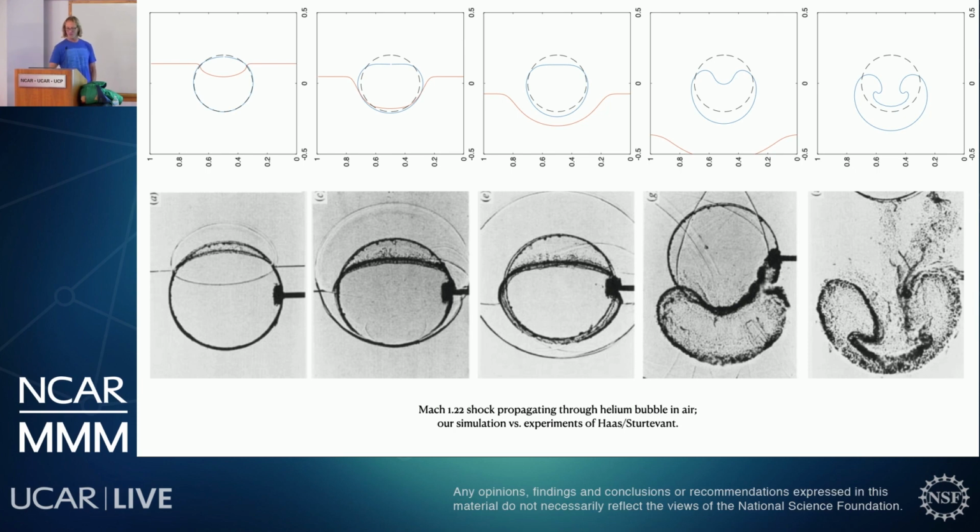So what you're seeing here, in both the experiment and in the simulation, the orange or red curve is the shock wave. It's moving downward and it hits this contact discontinuity. The initial shape of the contact is drawn by this dashed line, and then the blue line is the deformation due to the effect of the contact.